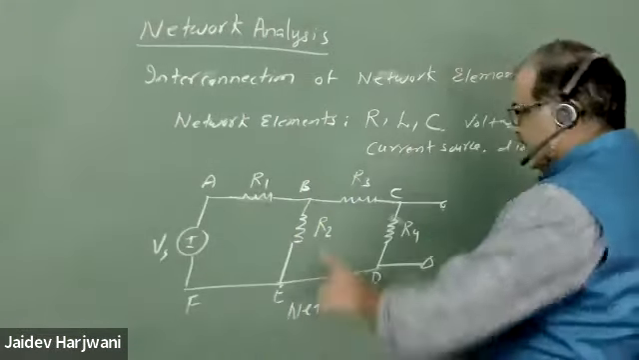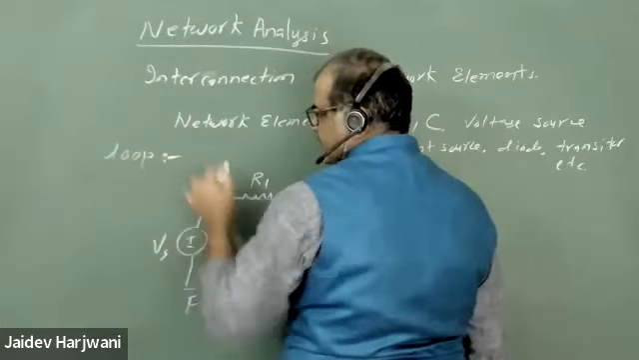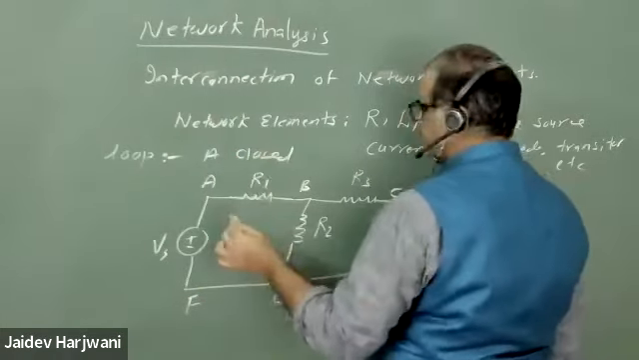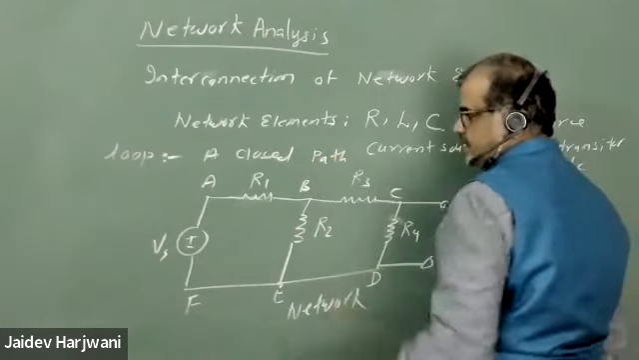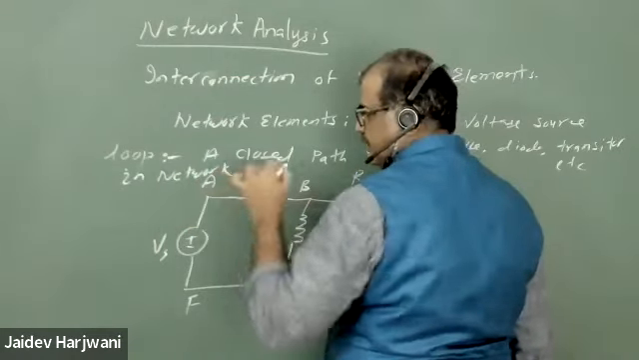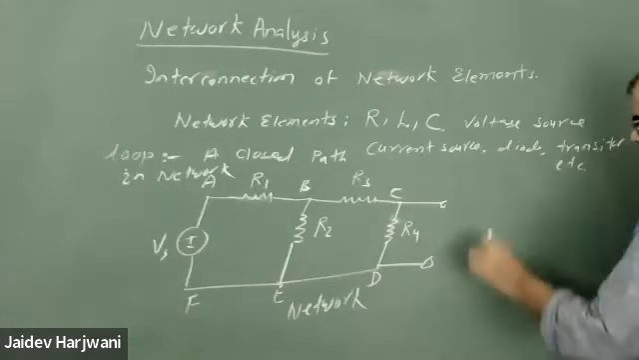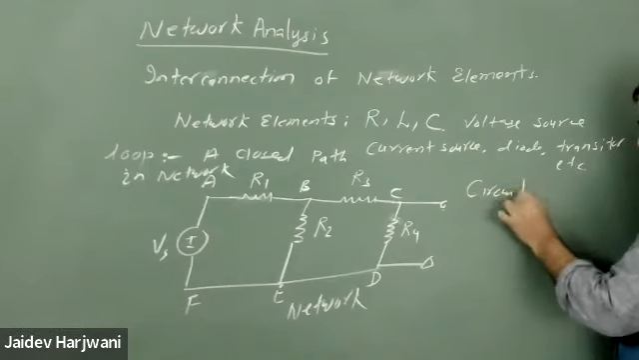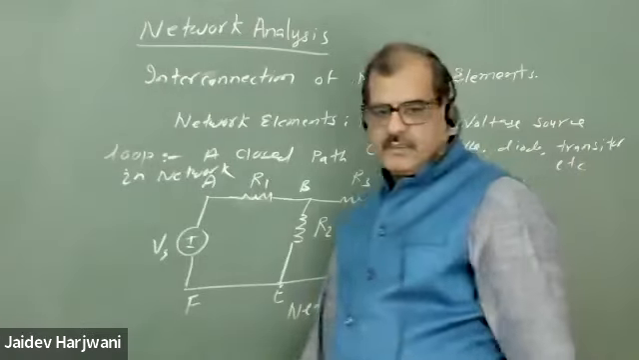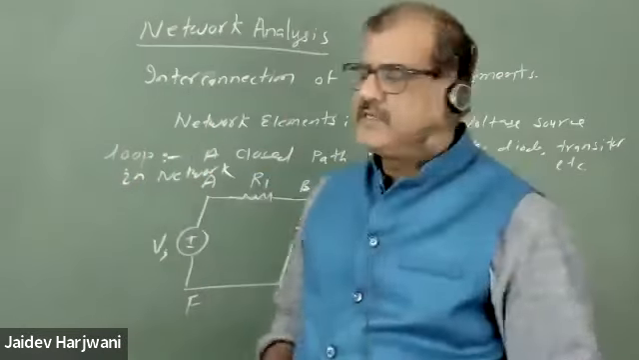So what is a loop? A loop is basically a closed path in a circuit or in a network. Energy source is not compulsory in a loop; it is compulsory in a circuit. A loop is a closed path, and any closed path in a circuit or network we can call a loop.